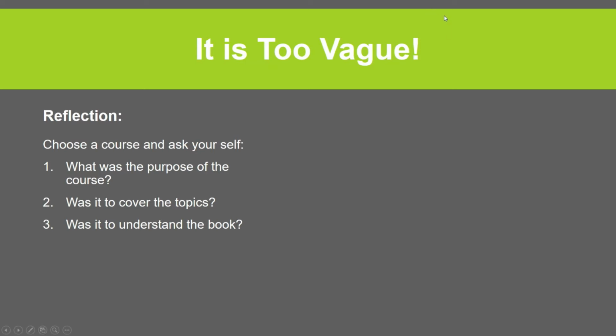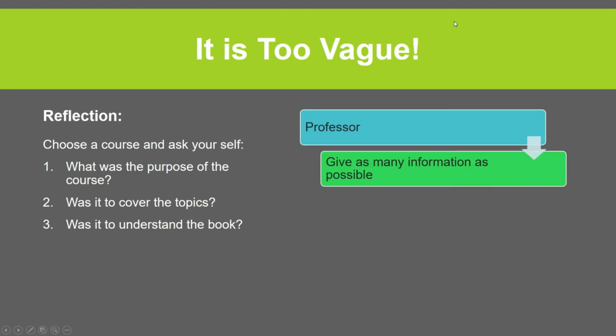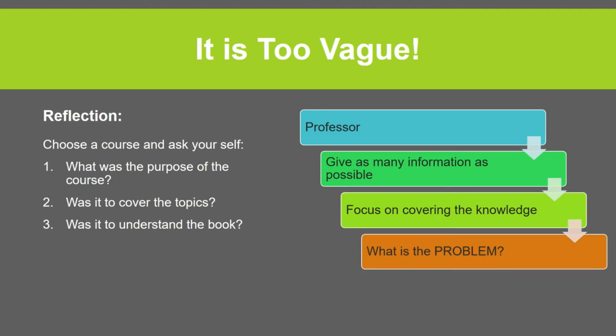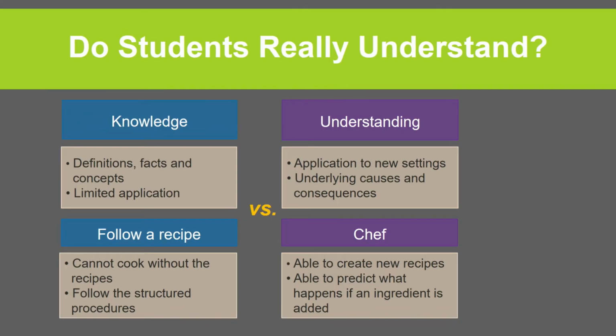And typically these sources of knowledge drive our instruction. It's led by the professor, disseminating as much information as possible, trying to cover as much information as possible, and then it leads to students not understanding and truly grasping what the key concepts were in the course. So do students really understand when we teach them?